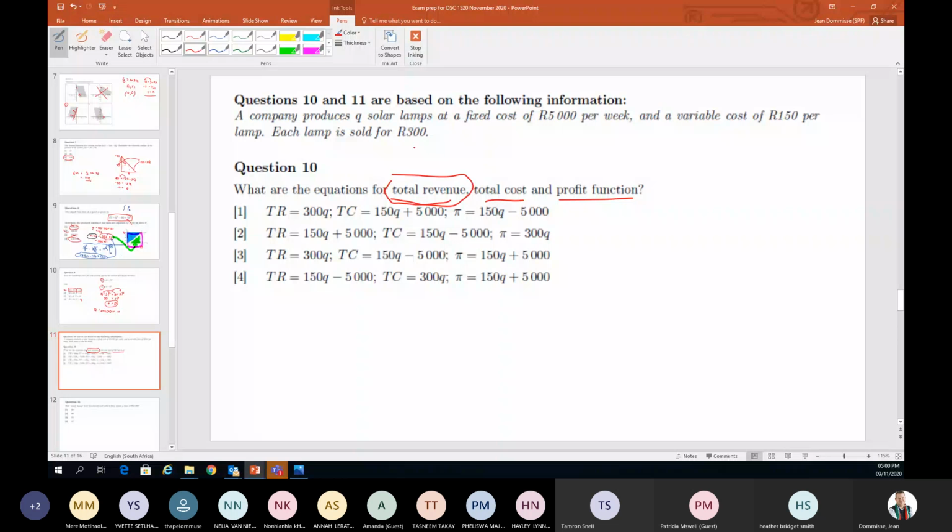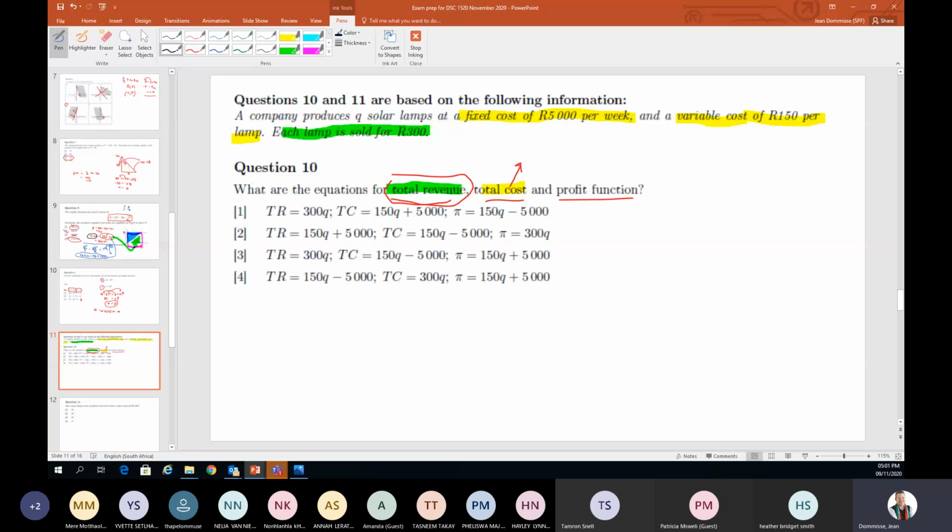So let's read through. A company produces X solar lamps at a fixed cost, so there will be my fixed cost, so we will use that in the total cost. And the variable cost, there we have that as well. So there's my fixed cost for my total cost function. There's my variable cost for my total cost function. Each lamp is sold for 300 Rand. Okay, so there's my total revenue.